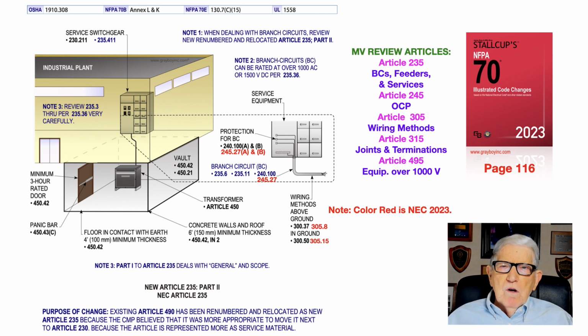Now, the Note 1 just says when dealing with branch circuits, then we're going to review Part 2, which we're looking at right now. Part 1 is just the scope. It just basically says that this Article 235 deals with branch circuits, feeders, and services. That is basically what this Article 235 deals with. But Part 2 would get into the meat of this new article and start in the direction of Part 3 and so forth.